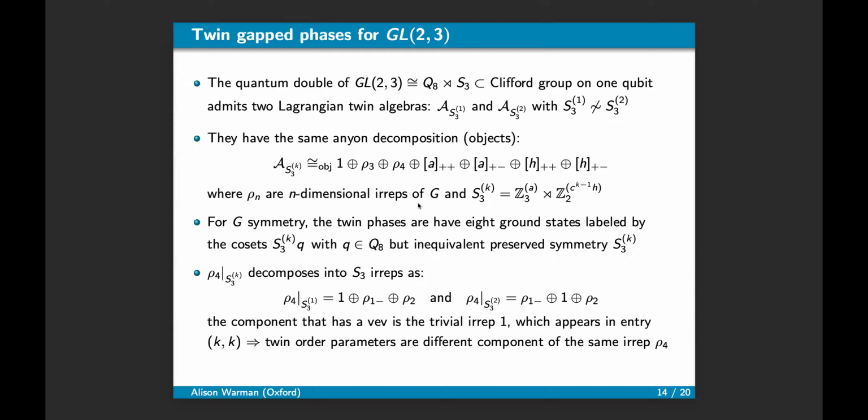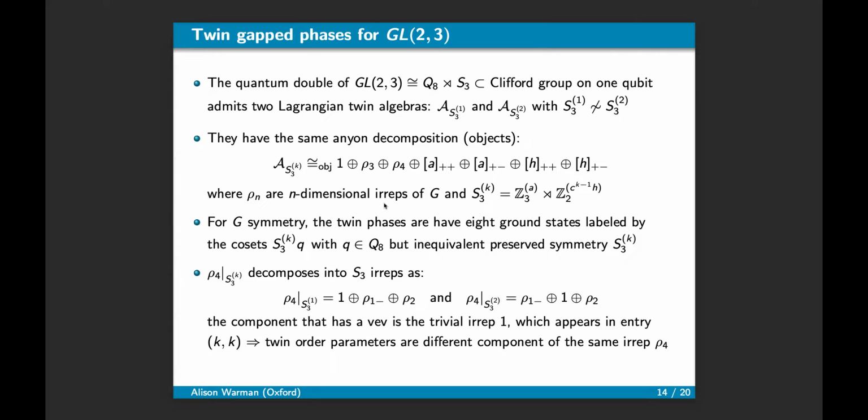Now, let's also discuss the order parameters. And we see here that the order parameters for these SSB phases are actually different components of the same irrep of the group. So as we see here, there's a 4-dimensional irrep rho 4. Now, how do we know what order parameters it gives rise to? Well, basically, we can restrict rho 4 to these two subgroups, S3(1) and S3(2), which represent the preserved symmetry in each phase, and we can decompose it into S3 irreps.